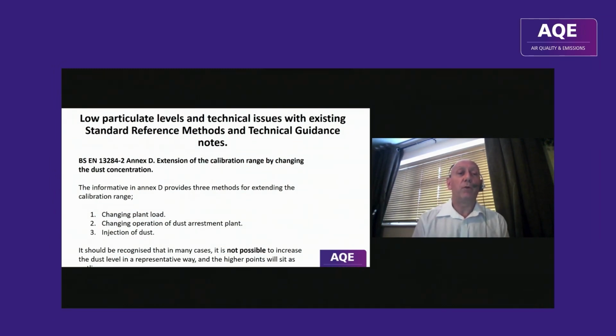BS EN 13284 Part 2 Annex D does give allowance for trying to extend the calibration range by changing the dust concentration. The information in Annex D provides 3 methods for extending the calibration range. 1, by changing the plant load. 2, by changing the operation of dust arrestment plant. 3, injection of dust. It should be recognised that in many cases, it's not possible to increase the dust level in a representative way.